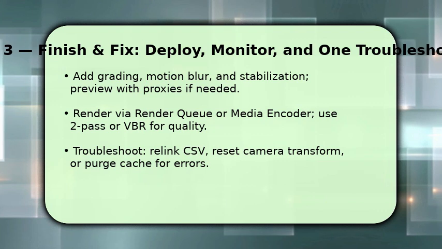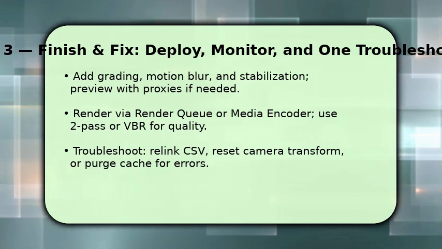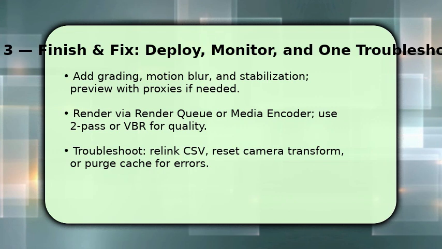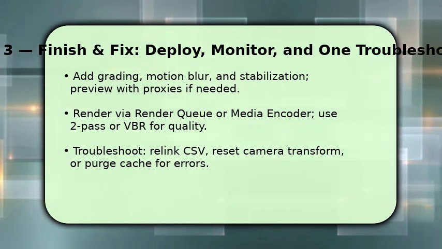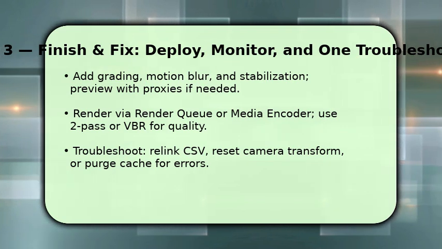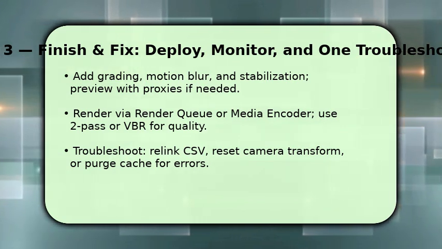If things go wrong, first relink the CSV and ensure camera comp transforms weren't altered, then purge the disk cache and reopen the project. These steps often resolve jitter or missing layers. Finally, export a short test clip to.